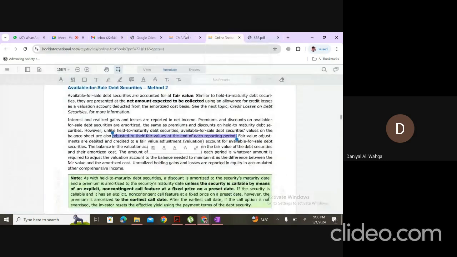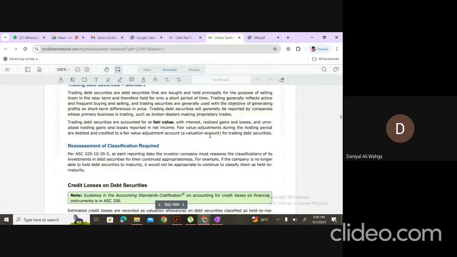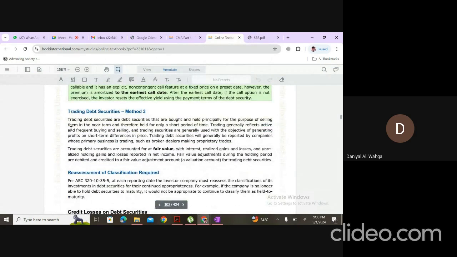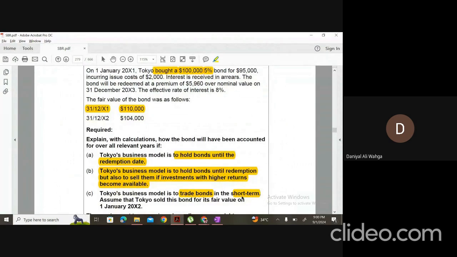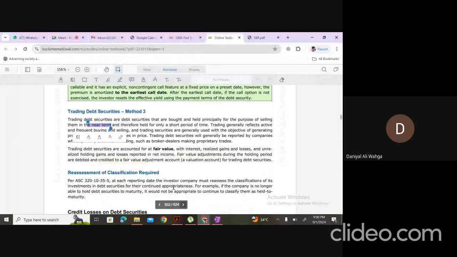And if we come here and discuss this, trading debt securities. Trading debt securities are debt securities that are bought and held principally for the purpose of selling them in the near term. That's why we use this model, because it is discussed here that the bonds are available for sale in the short term, and therefore held only for a short period of time. Trading generally reflects actively and frequently buying and selling and trading.